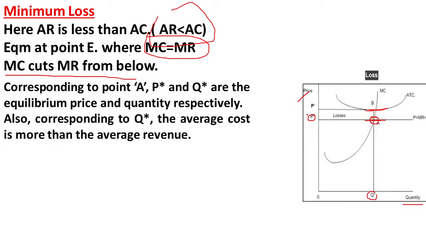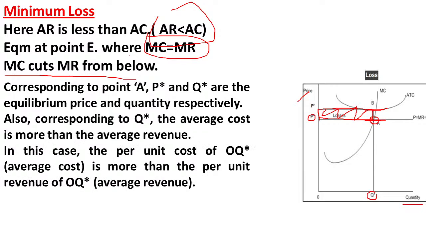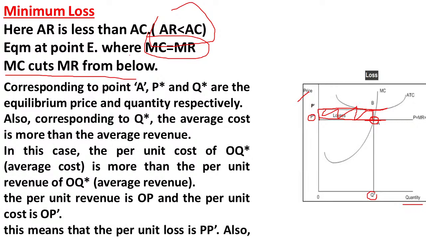Here this area P star P dash B A is known as the loss incurred by the firm. So I hope it is clear. You are clear about normal profit, minimum loss, and supernormal profit under the perfect competition market.